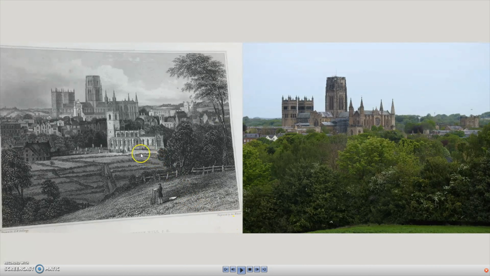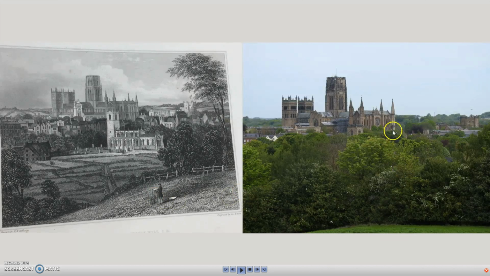Plate 3 is titled Durham from Mount Joy Hill SE, and it was drawn by Billings in 1845. In the foreground we can see St Oswald's Church, as well as the cathedral in the background and the castle in the distance as well. And there is also a figure in the foreground.